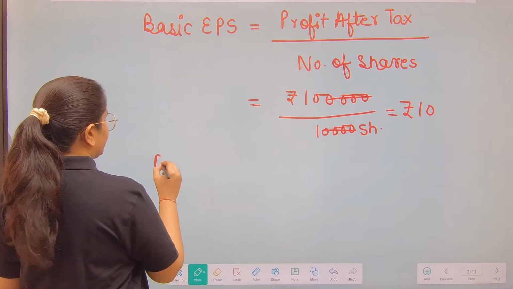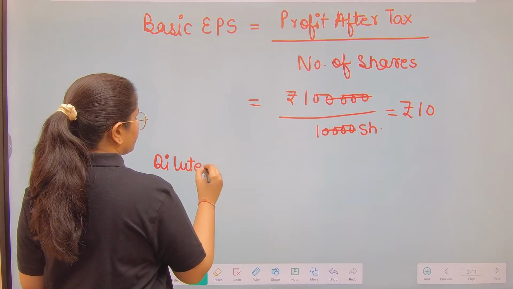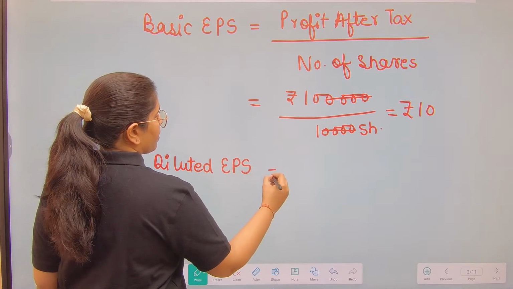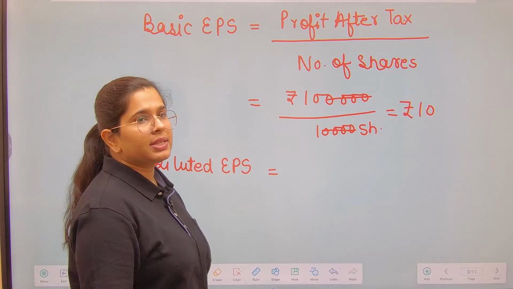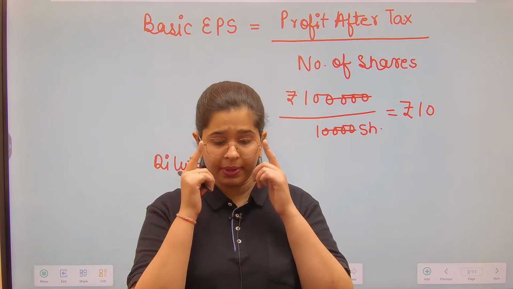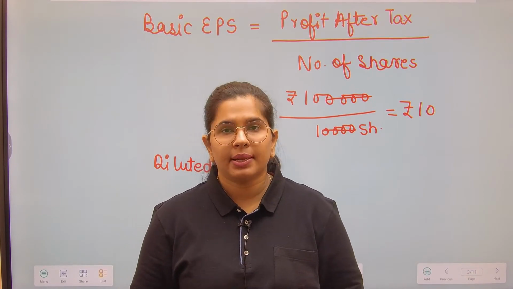See, diluted EPS. Diluted EPS is an extension of your basic EPS only. What happens in diluted EPS is, see, if you have issued convertible debentures.